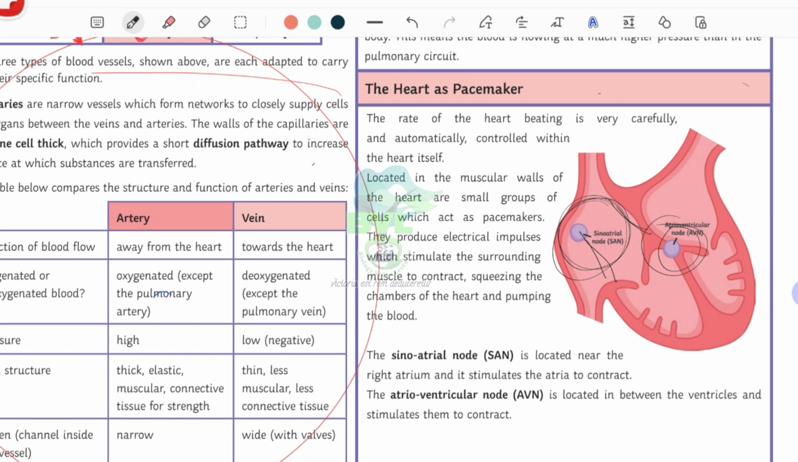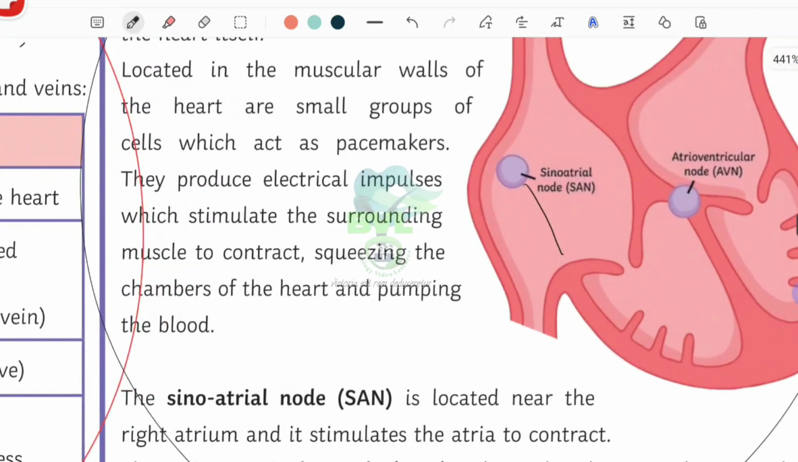So the emphasis here is that the pacemaker is an electrical generating structure inside the heart, and if something goes wrong with these, you will need to replace it with an artificial pacemaker.